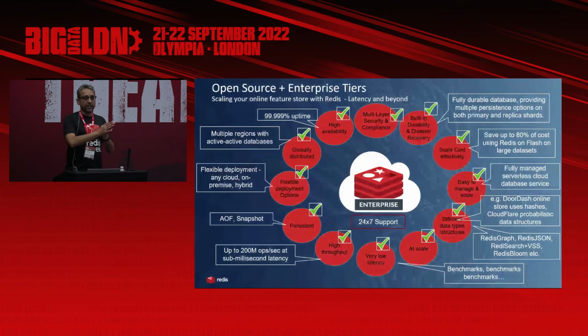Now, Redis comes in 2 different tiers. You can get the open source tier if you want to deploy it on-prem yourself. Open source is freely available. It provides all the core data types, low latency, and high throughput, and it also provides persistence. We have benchmarked Redis up to 200 million operations per second.